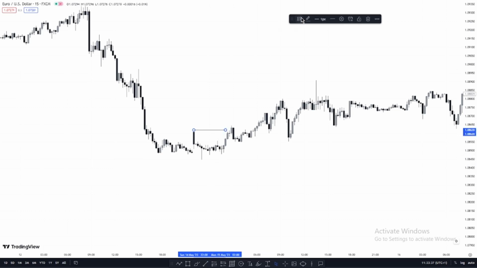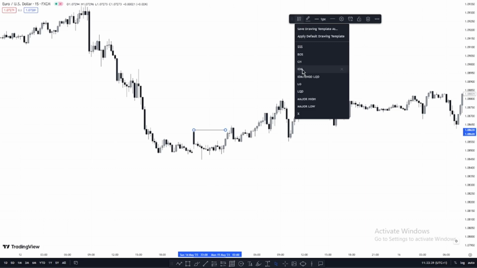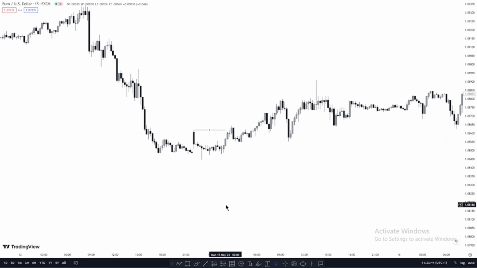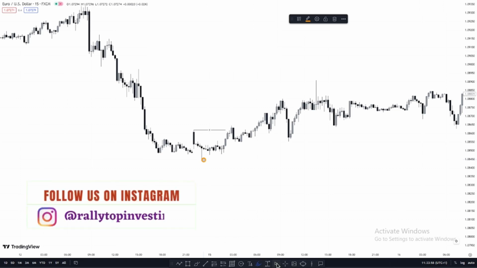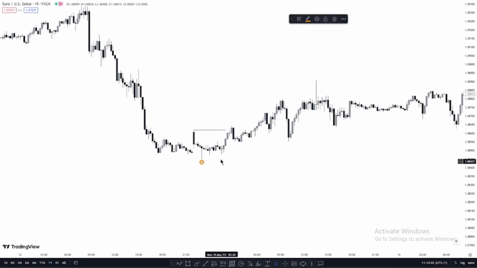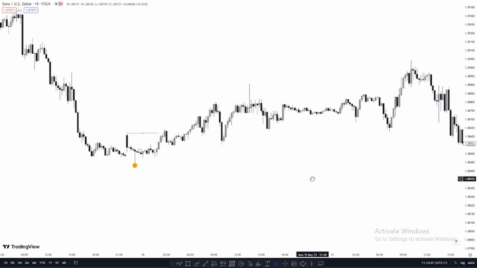So this becomes your inducement in the market, and it has been taken out. Now, confirming this low as a valid low. Can you see this? It confirmed this low as a valid low. And therefore, if price now takes out that low, it becomes a break of structure.